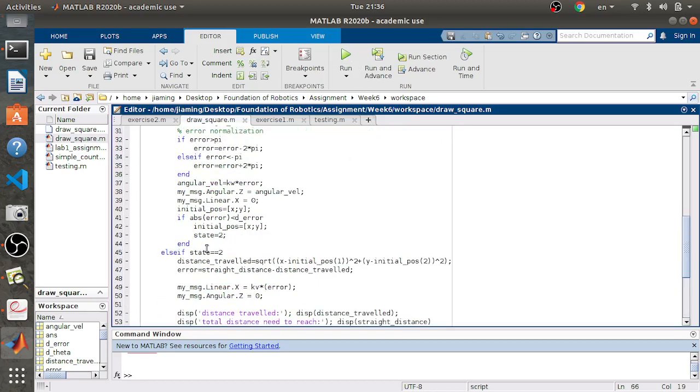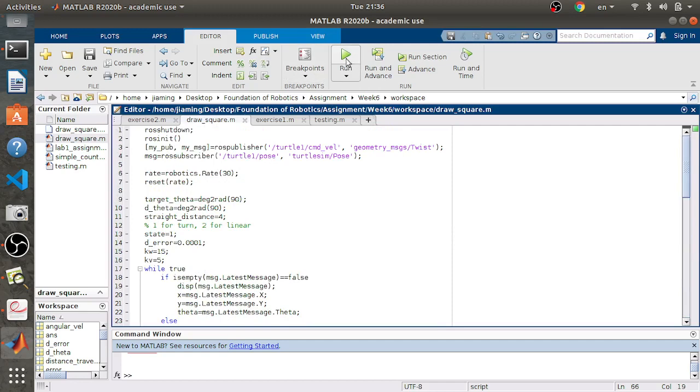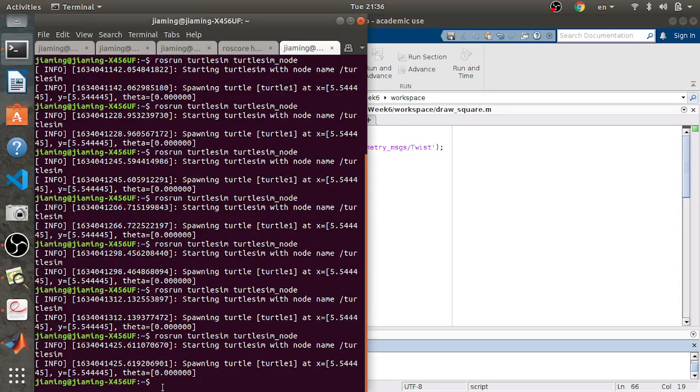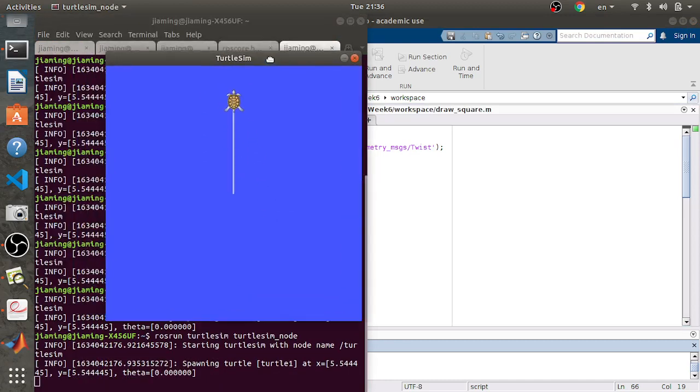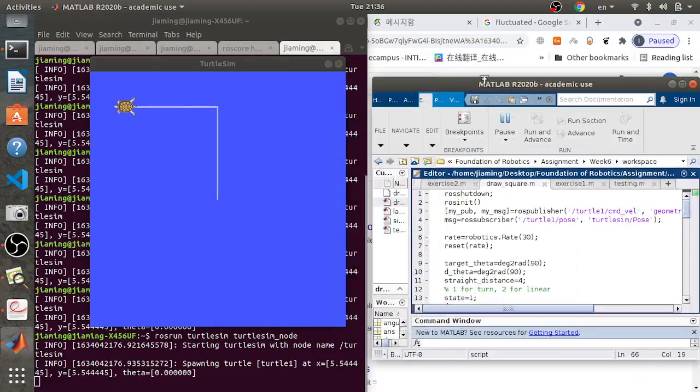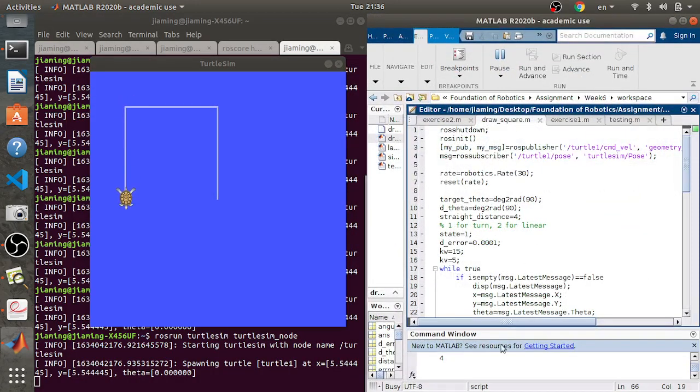So if I run this code, you can see the TurtleSim turtle is actually running. It's actually drawing a square.